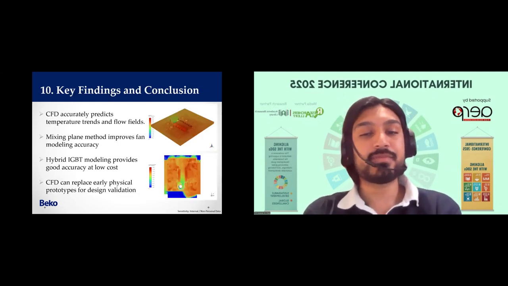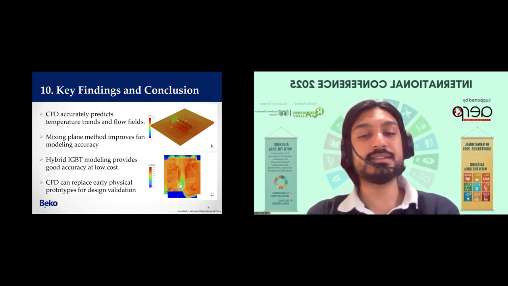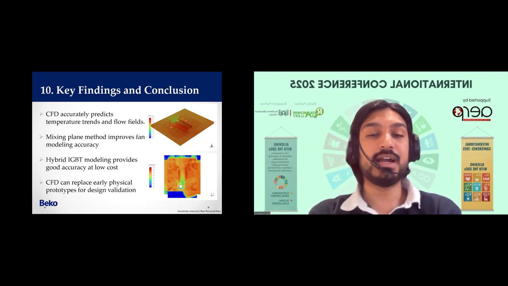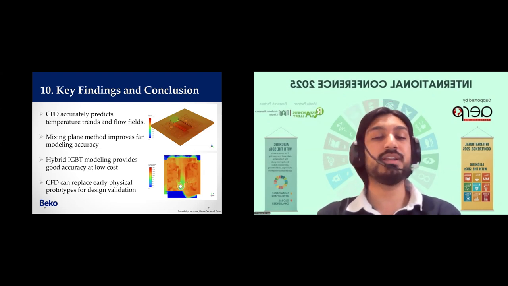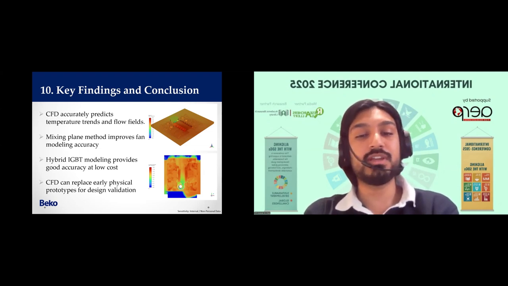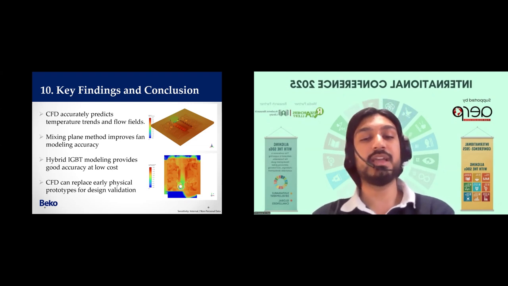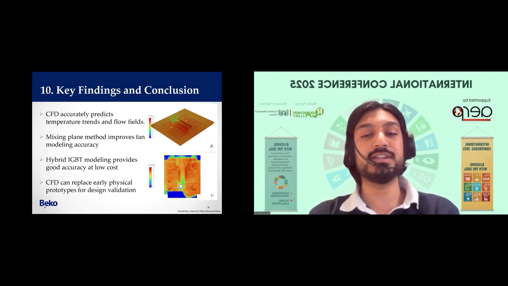To summarize, CFD accurately predicts the temperature trends and airflow patterns in the induction hobs. The mixing plane method significantly improves fan modeling accuracy, and the hybrid IGBT model offers an excellent balance between accuracy and computational efficiency. Therefore, we can say that CFD can confidently be used for early design validation, which will reduce the need for multiple physical prototypes and eventually speed up the design process.